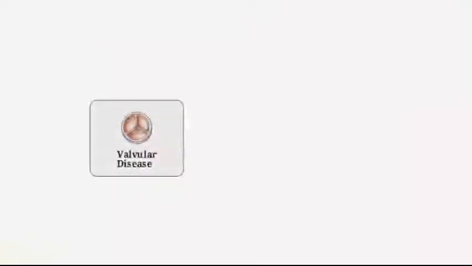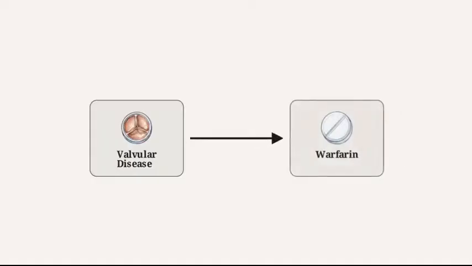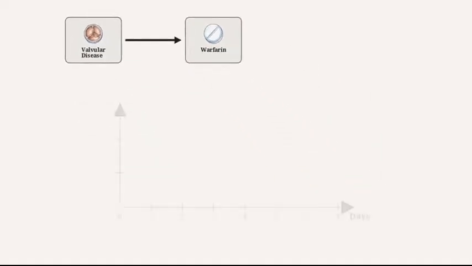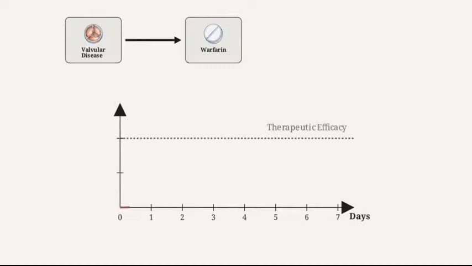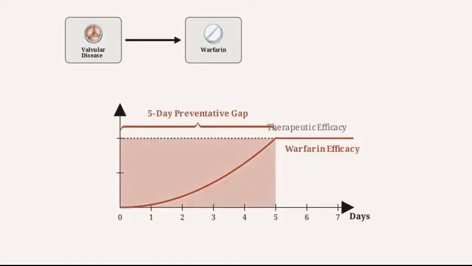Look at the first branch. The clinical rule is absolute. Valvular disease mandates the older oral option, warfarin. Expanding this node reveals its trade-off. Warfarin is incredibly slow-acting, taking 5 days to reach therapeutic efficacy, leaving a massive preventative gap. You cannot leave a patient unprotected for 5 days.